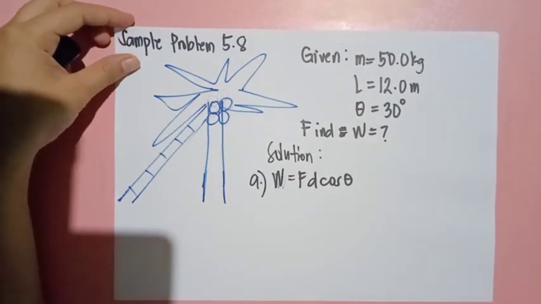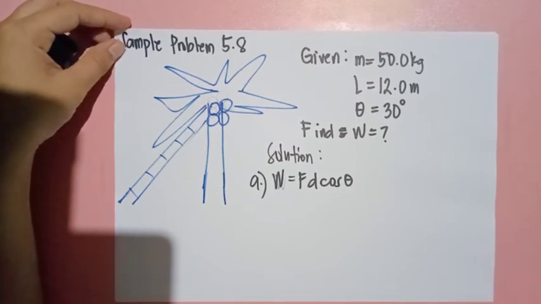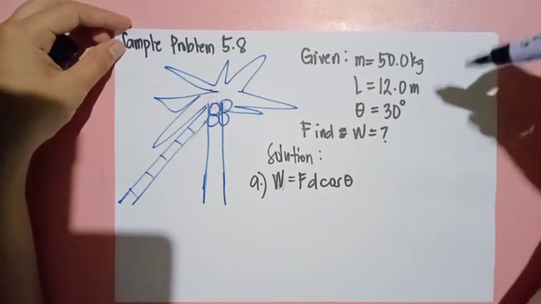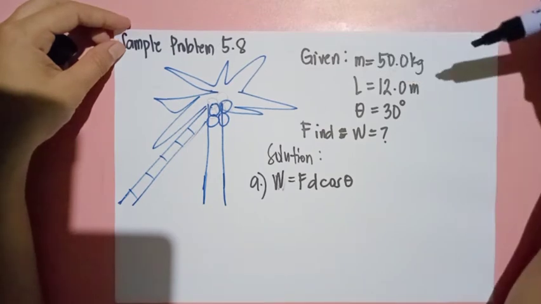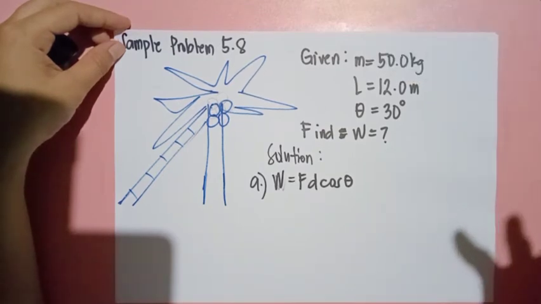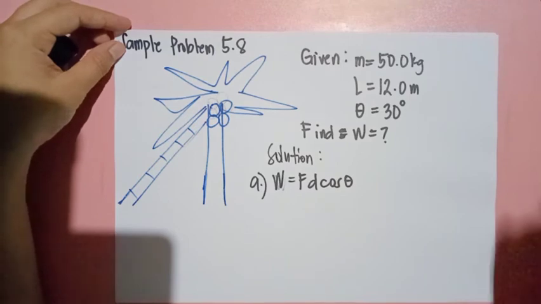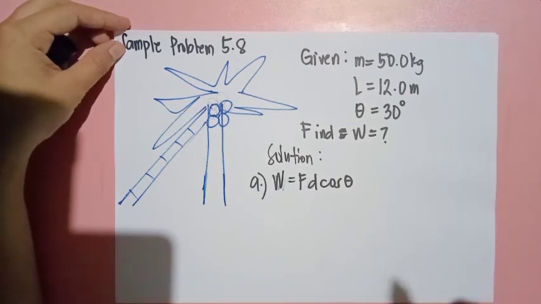When we say gravitational force, that is just the same as weight. Since we are only given the mass, which is 50 kilograms, how do we get the weight? We have to multiply that by 9.8 meters per second squared, or the acceleration due to gravity.